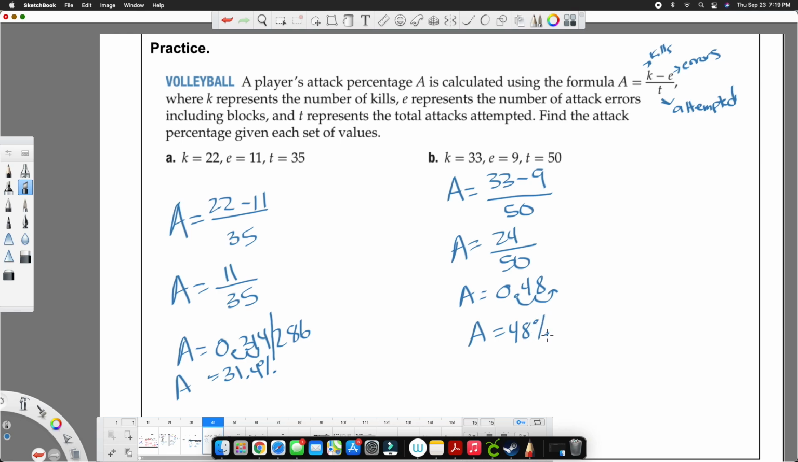So that was section 1, and I will see you in section 2.